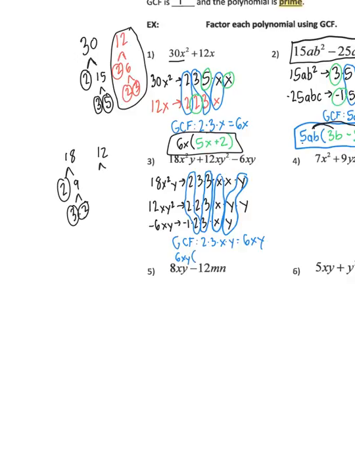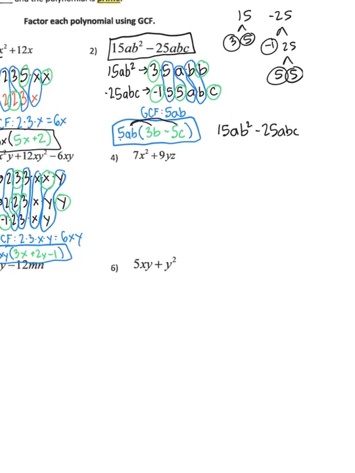And then my leftovers, in my first term I've got 3x. My second term I've got a 2y. And my third term, all I've got is a negative 1. That is my final answer.